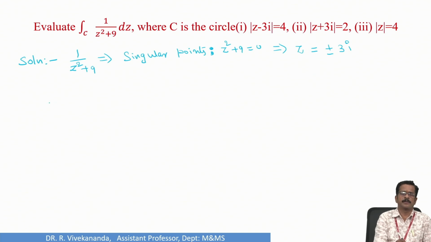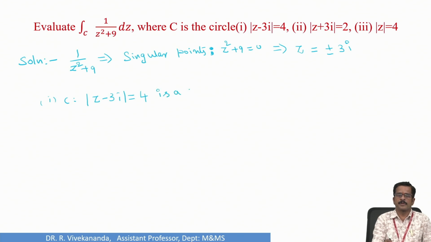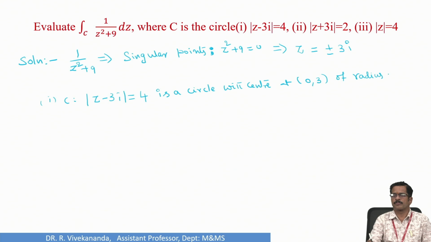Now you take the curves. First one, C is modulus of z minus 3i equals 4. It is also a circle, a circle with center at (0, 3) of radius 4 units.